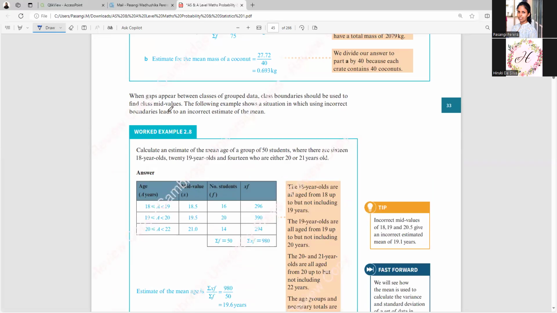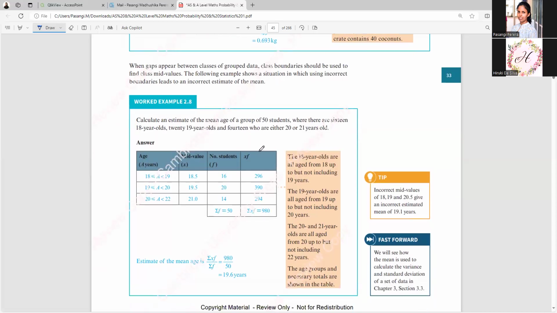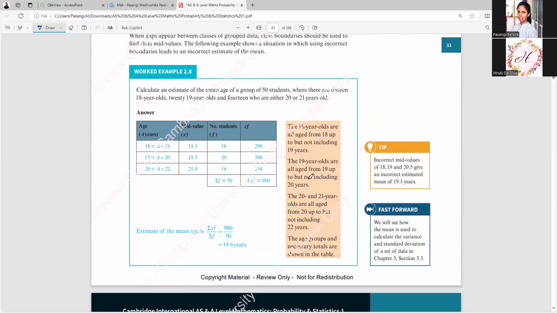When gaps appear between classes of grouped data, those limits, we call them the class boundaries, should be used to find the class mid values. The following example shows a situation in which using incorrect boundaries led to an incorrect estimate of the mean as well. If you use incorrect boundaries, then the final answer will also be incorrect. Check worked example 2.8 as well.